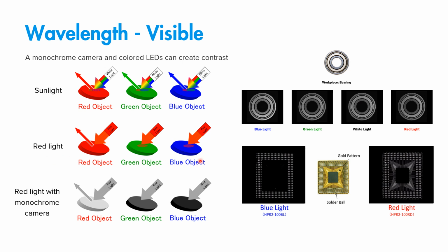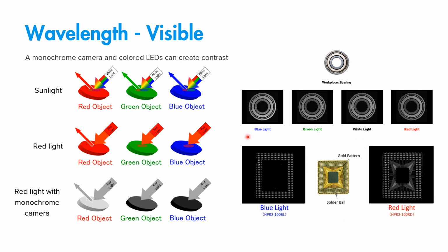So if we shine only a red light onto these objects, the red object will continue reflecting the red light, and green and blue will continue absorbing the red light as they did before. And now if we take this scenario and image it with a monochrome camera where we're capturing light, the red object is going to appear white and bright to our camera, and the green and blue are going to appear dark. And in some scenarios, like a metal bearing, it's not going to matter. The blue light, the green light, white, red, they all provide the same image.